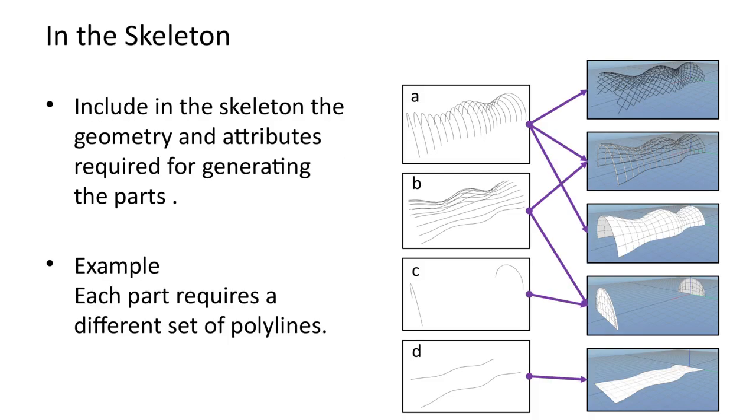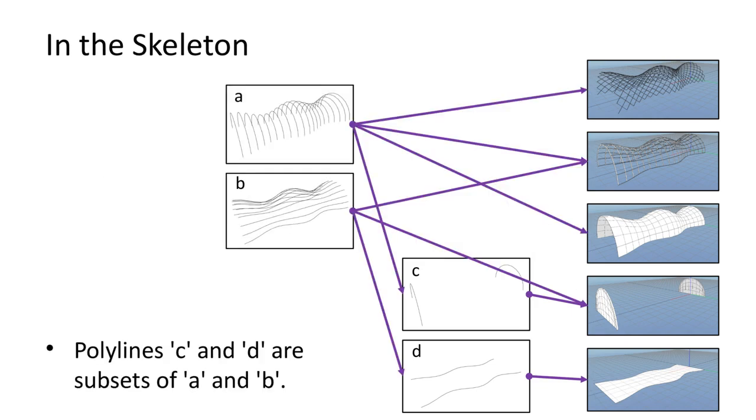When defining the skeleton, you need to start by looking at the inputs required for generating each part. These inputs will include geometric entities, but may also include attribute data. The next step is then to look at the relationships between those inputs. In general, you may often find two relationships. First, one input may be a subset of another input. So in this example, C is a subset of A, and is a subset of B.